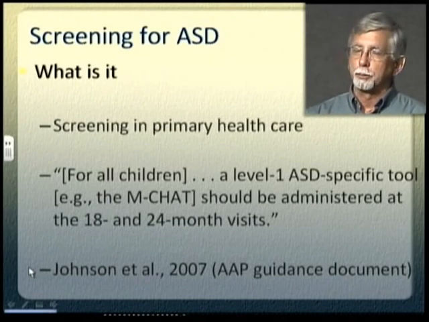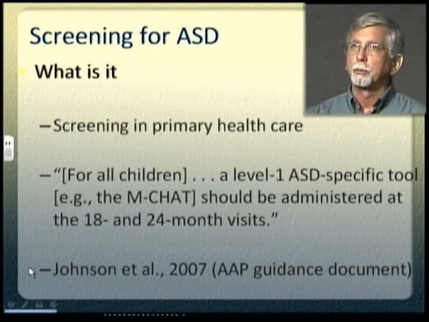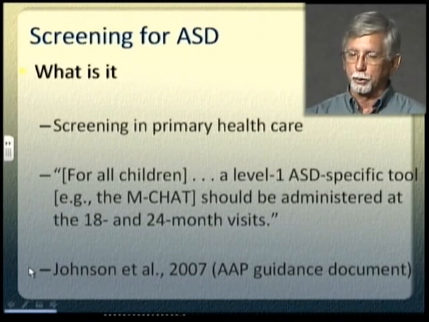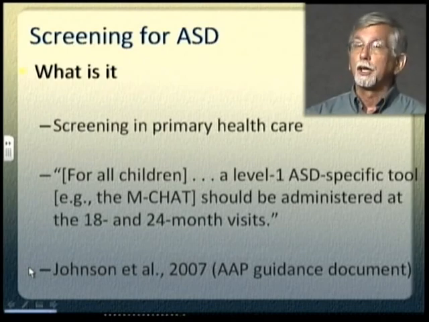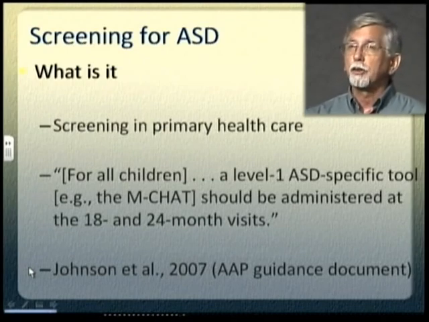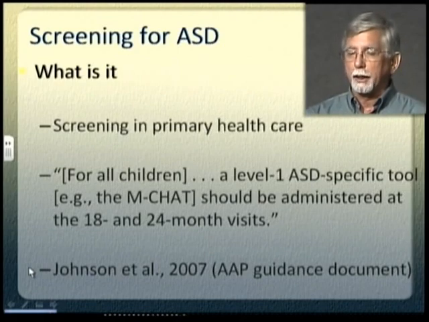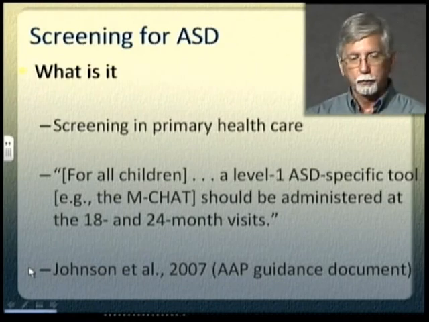What this means is the parents might expect, when they take their child in for their well child visits at 18 months and 24 months, that the pediatrician will administer some form of a standardized, structured screening for autism spectrum disorders. As the guidance document suggests, the most common instrument that's used in pediatrics offices is the MCHAT, the Modified Checklist for Autism in Toddlers. It's a parent report instrument, takes only a few minutes, and gives some basic information about whether or not a child is displaying characteristics of autism spectrum disorders.